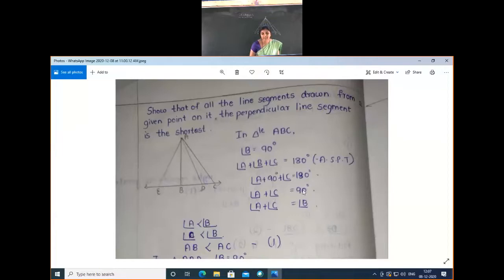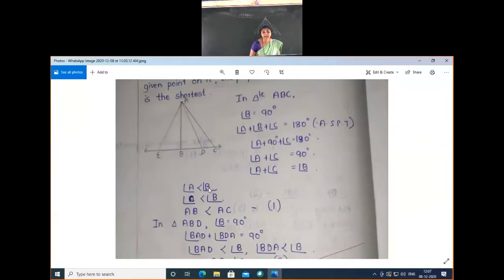Okay. So A plus C, which is equal to 90 degrees, in the sense A plus C is equal to angle B. So you can compare the result: angle A is less than angle B and also angle C is less than angle B. So from that, for angle C, the opposite side is AB, and for angle B, the opposite side is AC. So AB is less than AC. Call this equation number 1.